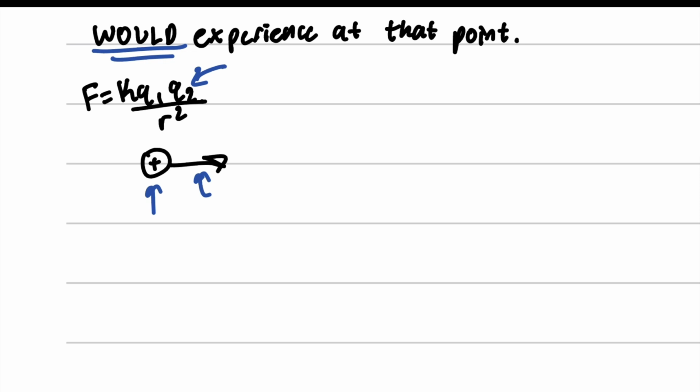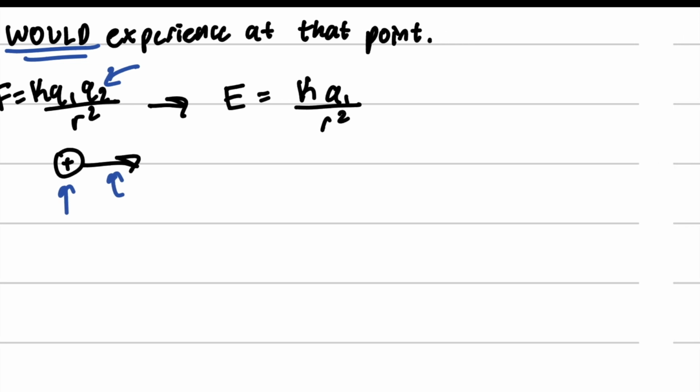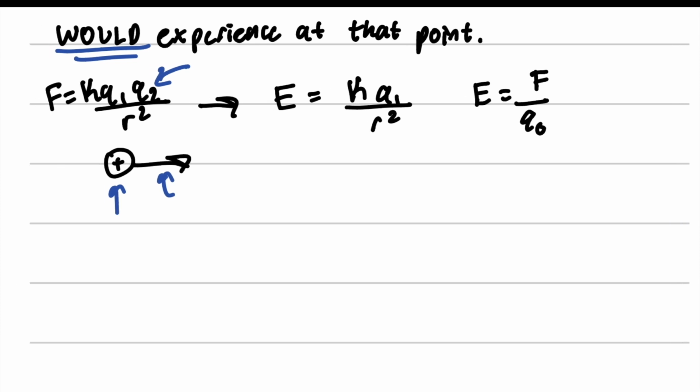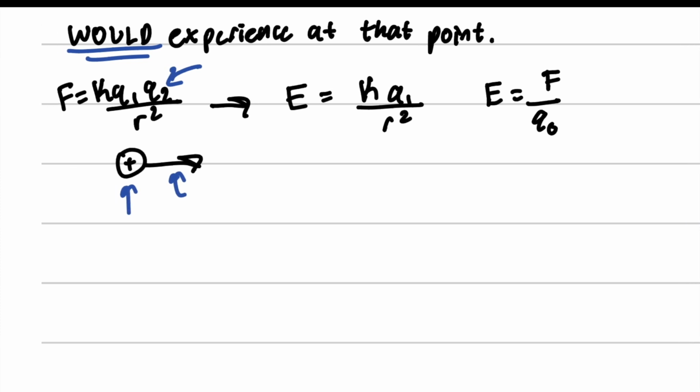Well, this is what people call the electric field. If it's a point-like charge, it is a radiating field, a hypothetical one. So its dimensions would be just Q1 over R squared, or more formally, E equals F, the force, over Q naught. So what does that mean? That means the electric field does not depend on an external charge. It just depends on the charge of that particle.